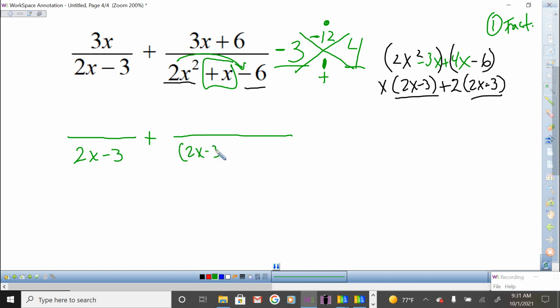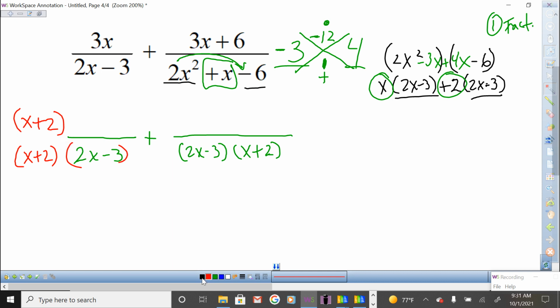2x minus 3, and that goes down here in the denominator now. And what's left for the other factor? X plus 2. Alright. So we're still on step 1. We need to now make it a common denominator. So what do I need to do to the first denominator? Multiply times x plus 2. So x plus 2. And whatever we do to the denominator, we do to the numerator.